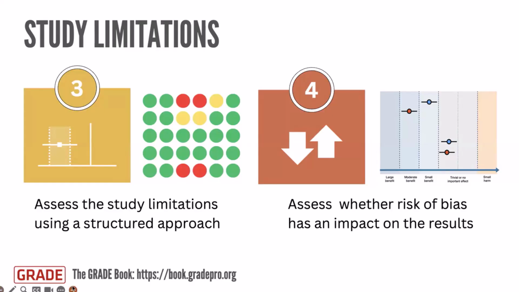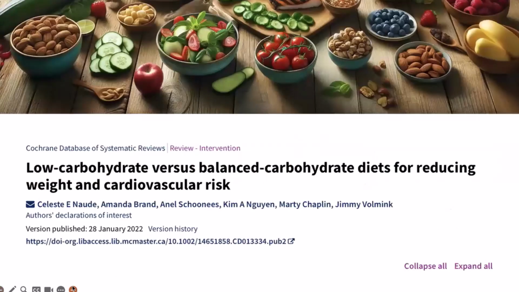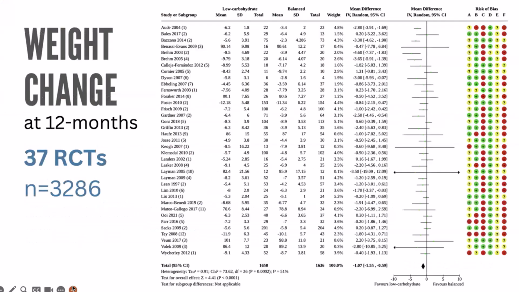We're going to see this in a very good example. I think this is a Cochrane review that I like. It was done by colleagues from South Africa. It's low carb versus normal carb for weight loss and cardiovascular risk. It's a relatively new review.